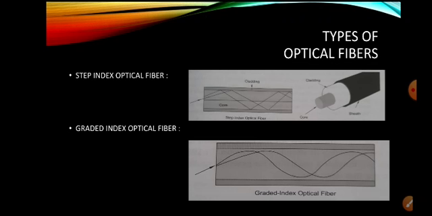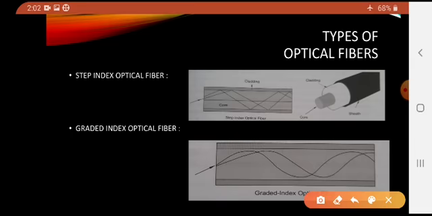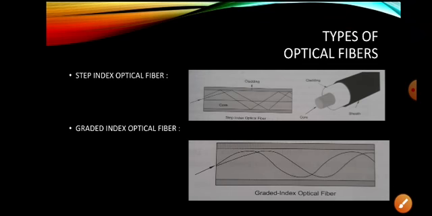The second one is the graded index optical fiber. It contains a core whose refractive index decreases gradually from its axis towards the cladding area. The higher refractive index at the center makes the light ray moving down the axis advance more slowly than those near the cladding.